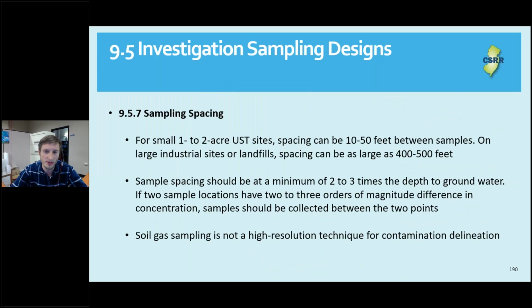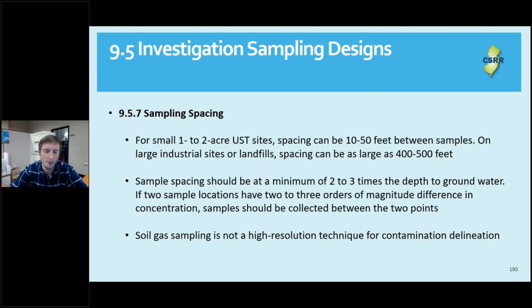For sub 2 acre UST sites, the spacing can be anywhere from 10 to 50 feet between the samples. For larger industrial sites or landfills, where it can be expected that contamination is widespread, the spacing can be anywhere from 400 to 500 feet. But you just need to keep in mind that the sample spacing should be at a minimum 2 to 3 times the depth of groundwater.